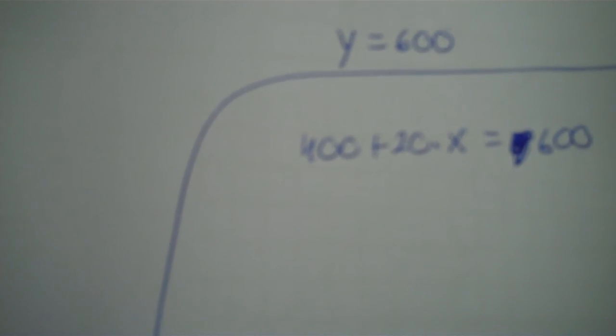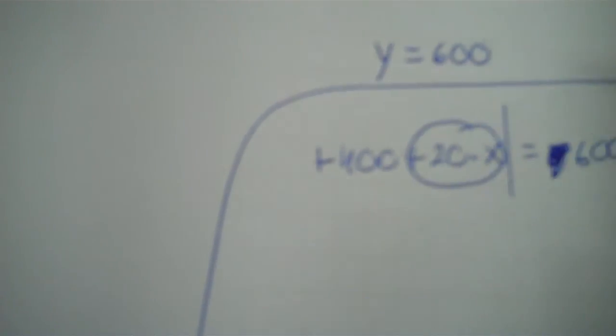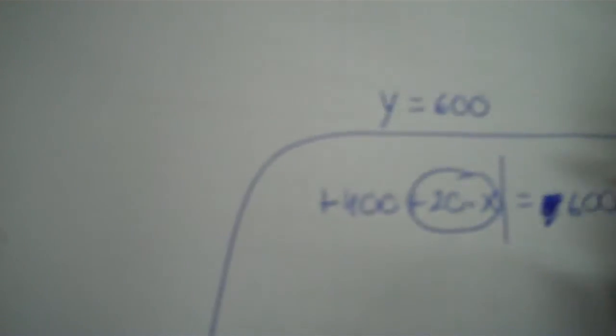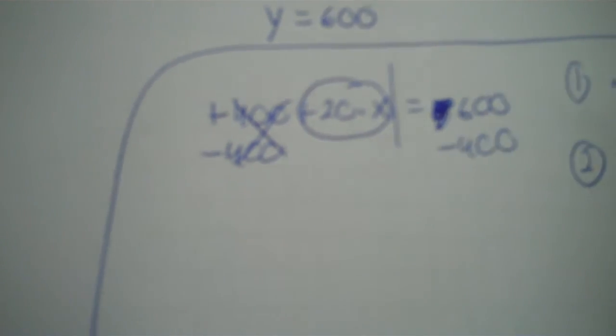Okay, so now I have to solve for x. So x is on this side. It's got two numbers with it. So you circle your times, you put a plus, you need to minus 400, and then you need to divide by 20. $600 minus 400 is 200, so I got 20 times x equals 200. Then I divide by 20. So 200 divided by 20 is 10.